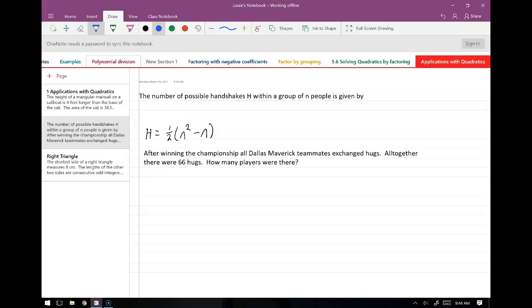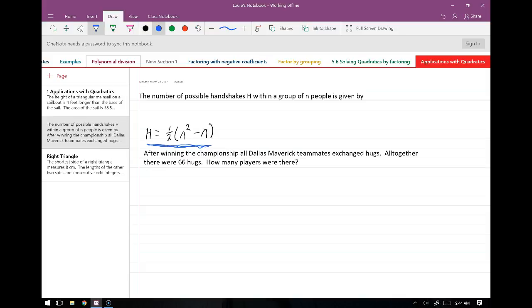All right, so what they ask us to do, they say, after winning the championship, all Dallas Maverick teammates exchanged hugs. Altogether, there were 66 hugs. That's just lovely. How many players were there? Well, first of all, I'd just like to point out that this is a semi-famous function in combinatorics. So we're not just working with random functions.